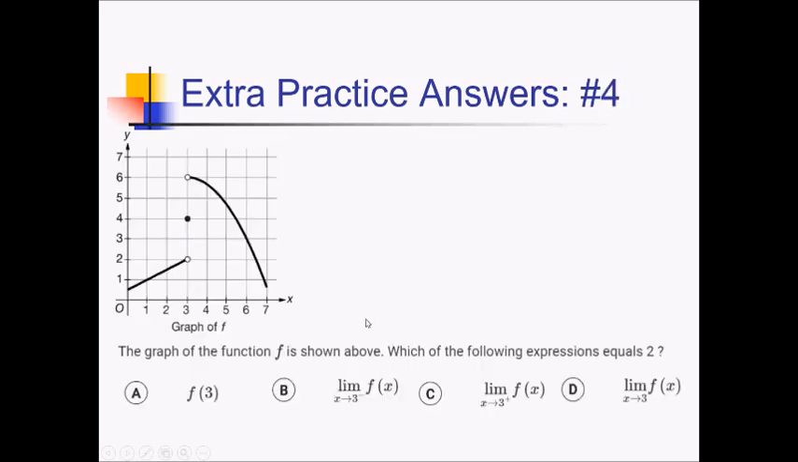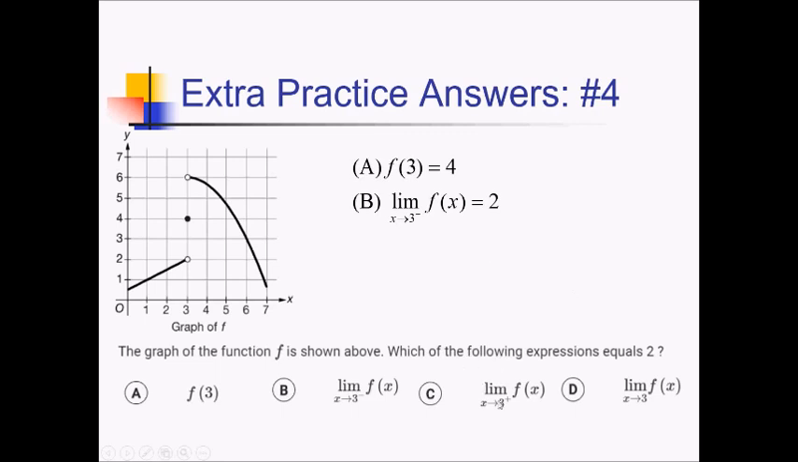For this problem, we're given the graph of f, and we're trying to figure out which of these expressions has a value of 2. Going through them one at a time, choice A, f of 3, well, that's the actual y value when x equals 3. That's this solid dot right here. That's 4. That's not 2, so it's not choice A. On to choice B. This is the left side limit as x approaches 3. As we approach the x value 3 from the left side, we're heading towards this value of 2, which is what we're looking for here. So choice B is looking pretty good, but let's look at the other ones.